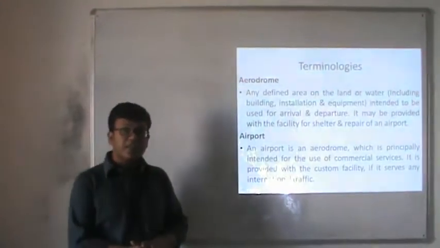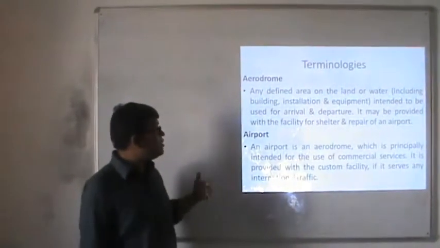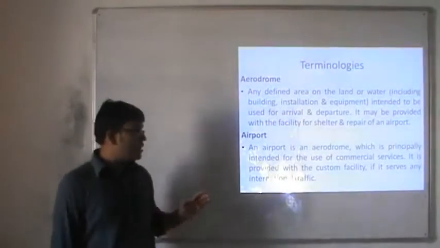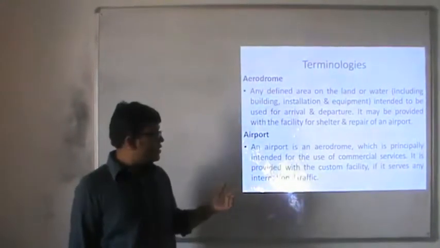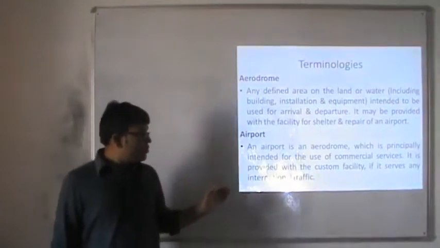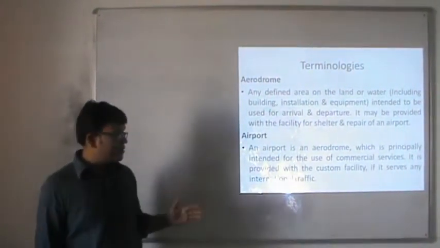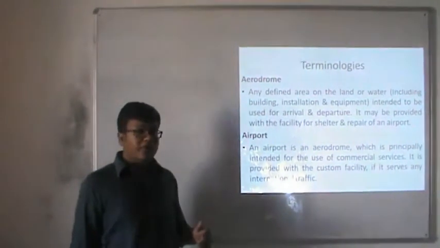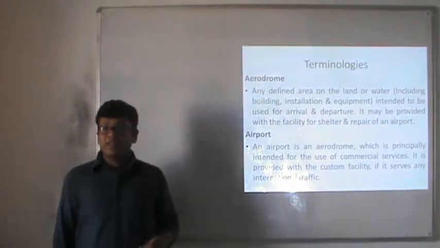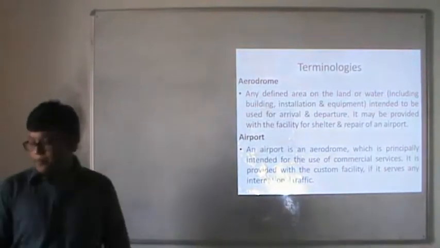The next one is the airport. So what is the airport? We can say that it is one step higher than the aerodrome. We define an airport as an aerodrome which is principally intended for commercial services. It is to be provided with customs facilities. If it serves any kind of international traffic, then customs facilities must be provided.